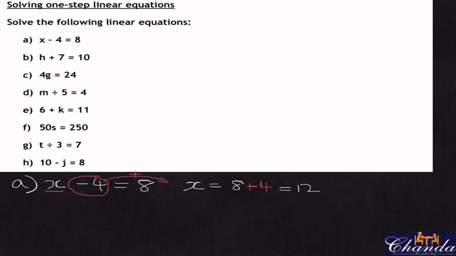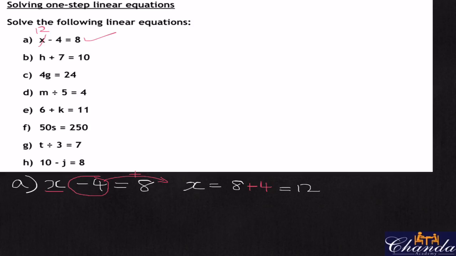So x minus 4 equals 8 results in x is equal to 12, which makes sense if we were to double check this here. So if I was to replace this x with a 12, so 12 minus 4 is in fact 8. So that's a tick.